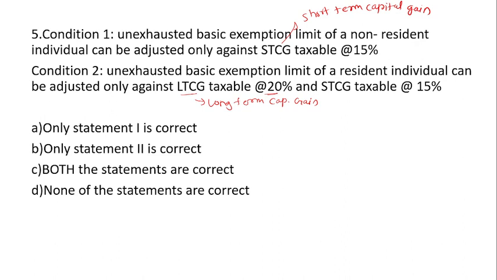No. Unexhausted basic exemption limit of the resident individual can be adjusted against long term capital gain at 20% and short term capital gain at 15%. According to the question, B is our correct answer. So only statement 2 is correct.